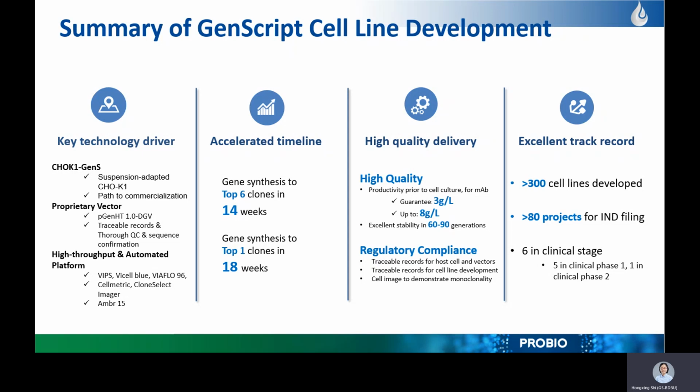At the present, the antibody production can reach 3 grams per liter and up to 8 grams per liter. It has excellent stability performance. In many projects, the 60 to 90 generation has excellent stability performance. The ProCLD cell line platform has delivered more than 300 cell lines, of which more than 80 cell lines are used for IND filing. 6 cell lines have entered the clinical research phase. 5 are in clinical phase 1 and 1 in clinical phase 2.